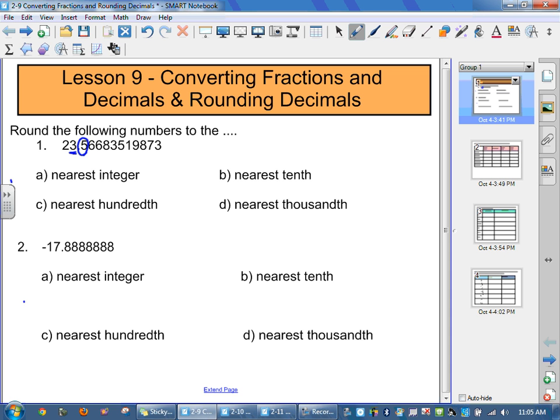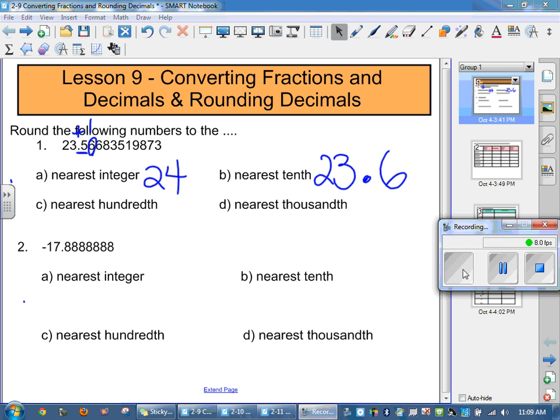So this one's a 5, it's going to make that 3 add 1 to it. So what do I get? 24, good, that's the nearest integer. Now we're going to look at the next one, 10th. 10th, okay, that means the first decimal place. I'm going to look at the number after the first decimal place. Does the 6 make it add 1 or does it stay the same? It adds 1. So I'm going to add 1 there and I'm going to get 23.6.